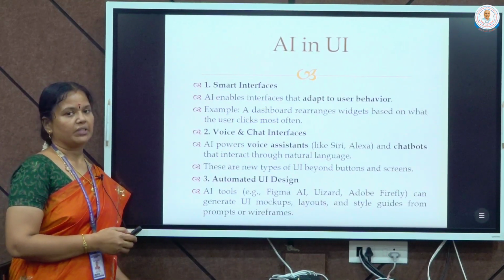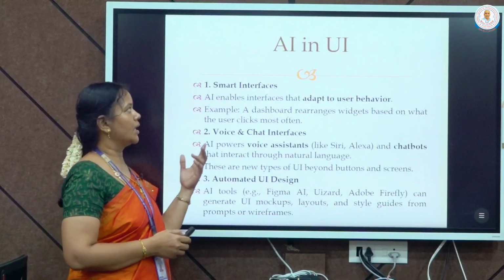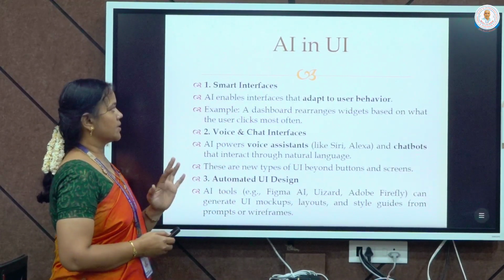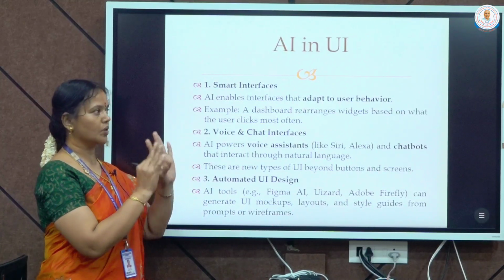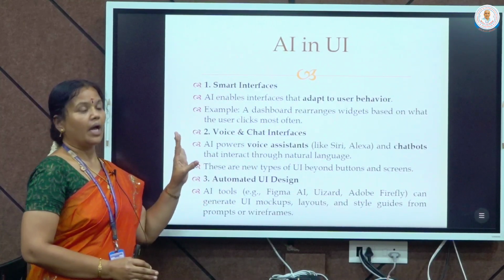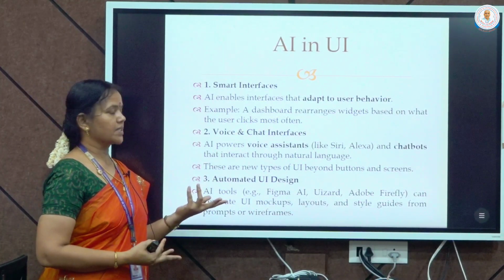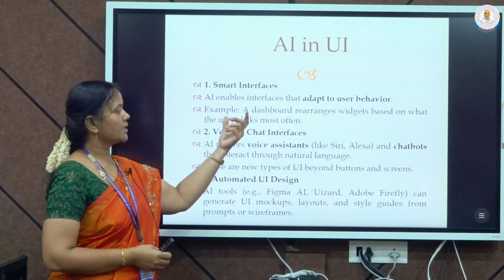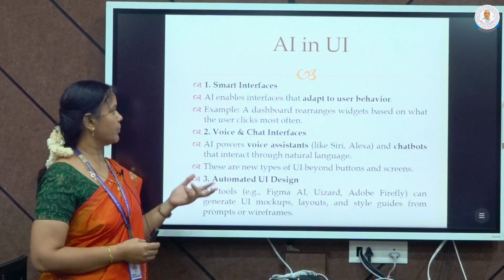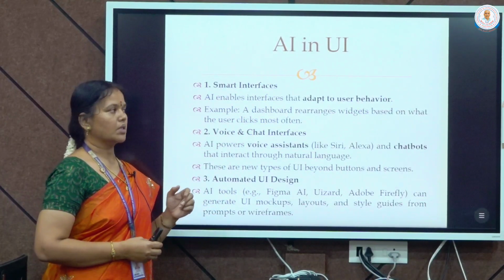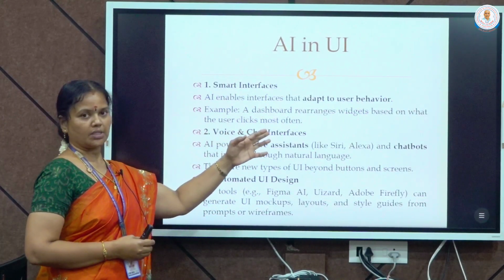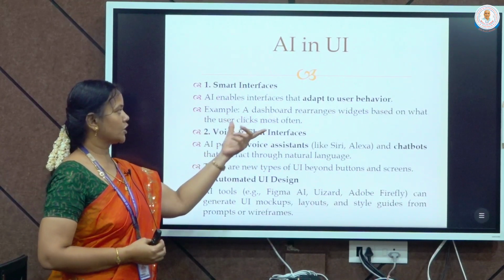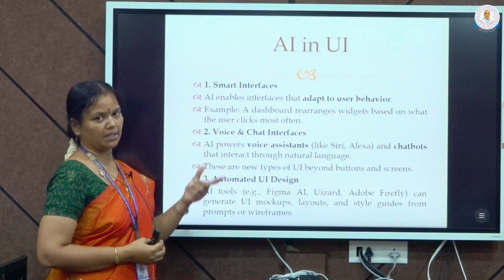Okay, let us see with an example of how AI helps in designing a UI. One is smart interface. We have a better interface which looks brighter and looks good, and we need a smart interface. What is the meaning of smart here? Smart means it enables interfaces that adapt to user behavior. For example, a dashboard will rearrange itself according to the user's access. That is what you call a smart interface.